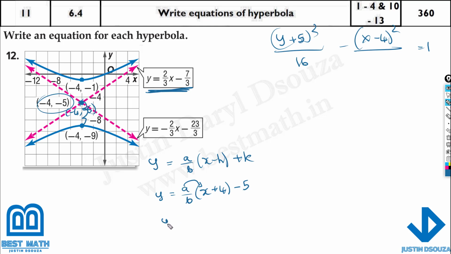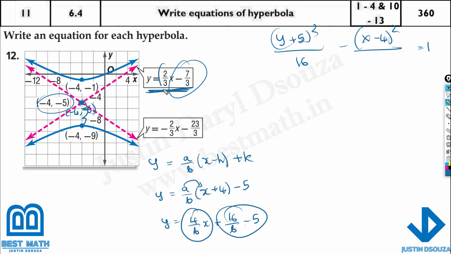Now here y is equal to, what is the a value? It is 4, not 16. a is 4. If you count over here, 1, 2, 3, 4. So 4 by b times x plus 4 times 4 is 16 by b minus 5. Now look carefully. b is a value, it can be 5, 6, 7, 2, 3, anything. So this is entirely a constant. It's a number that will be equal to this. And 4 by b x should be equal to 2 by 3 x, because this is the equation given to us. The final equation.